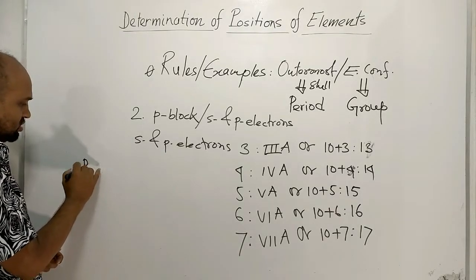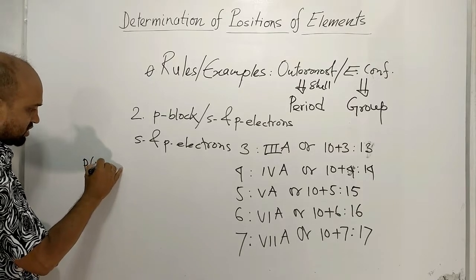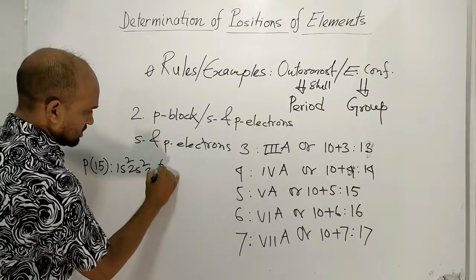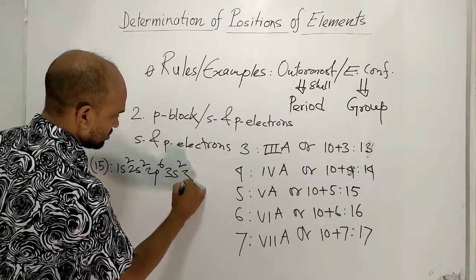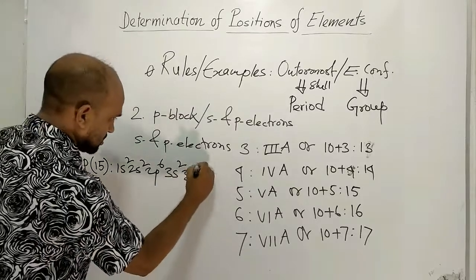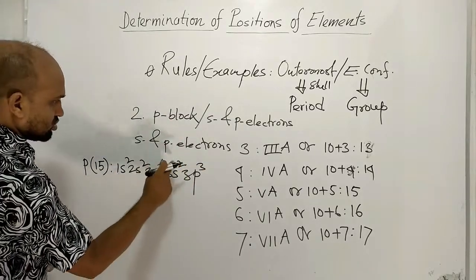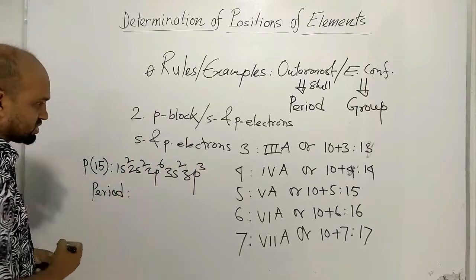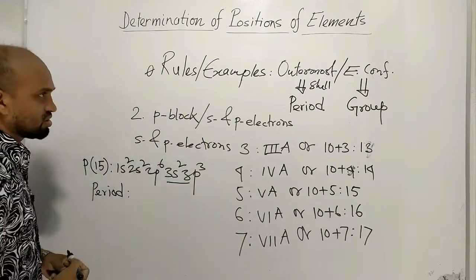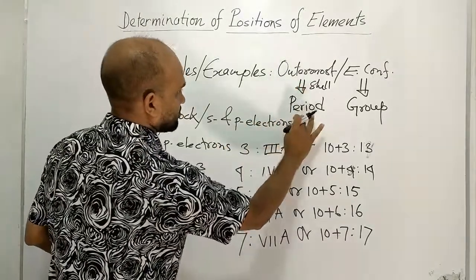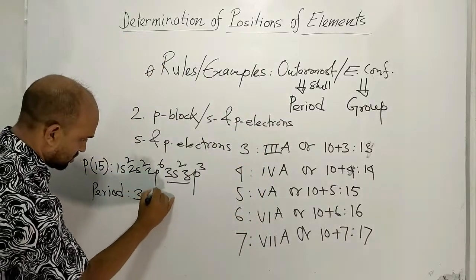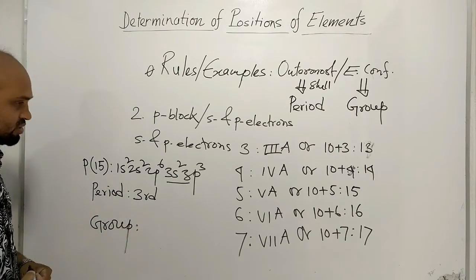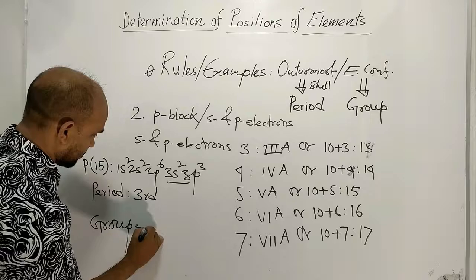Now let's see one example. Phosphorus 15: 1s2, 2s2, 2p6, 3s2, 3p3. Here 10, 12, 15. Now the period of phosphorus: the last shell is the third shell. Outermost shell determines period. So it belongs to the third period. Now let's see the group in the modern periodic table and in the most modern periodic table.